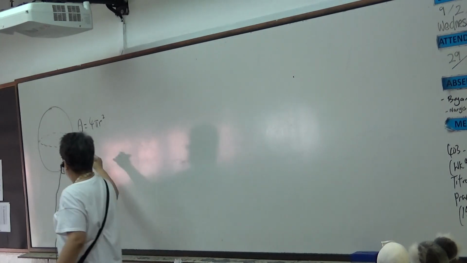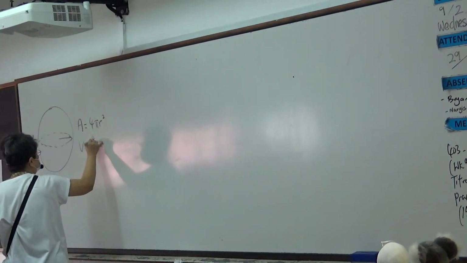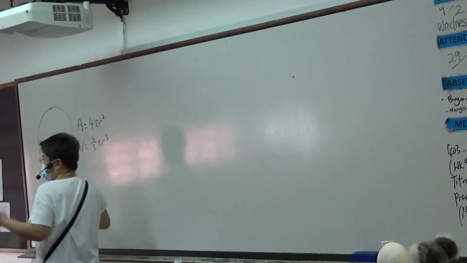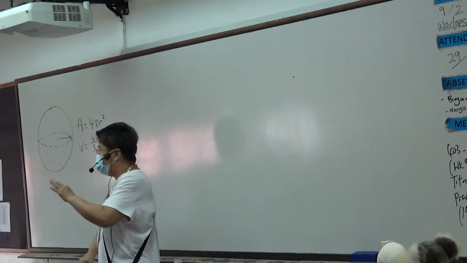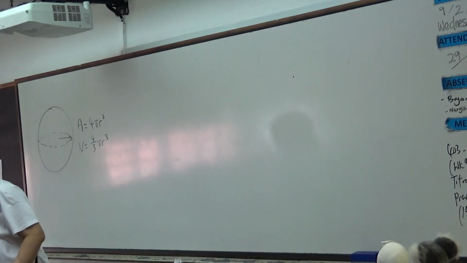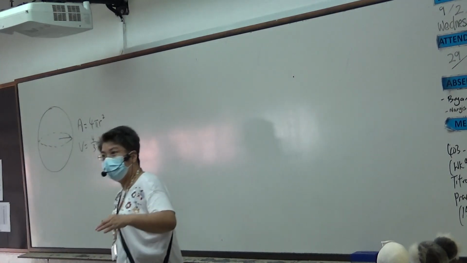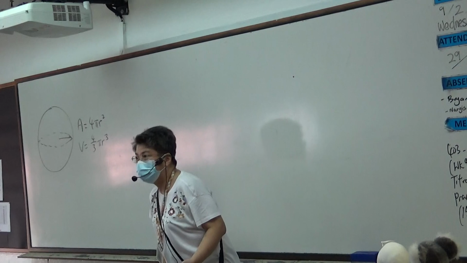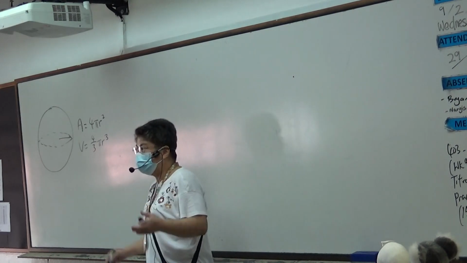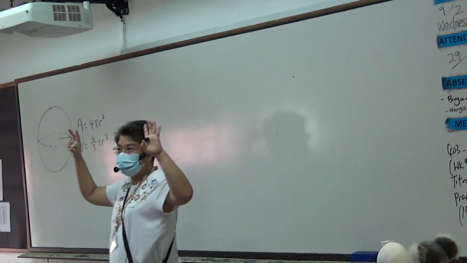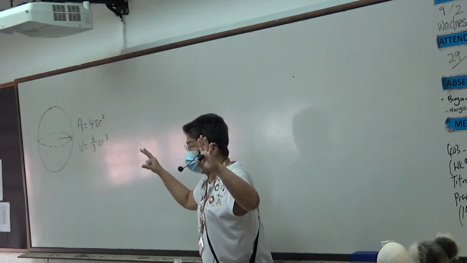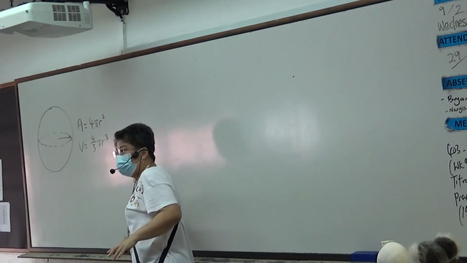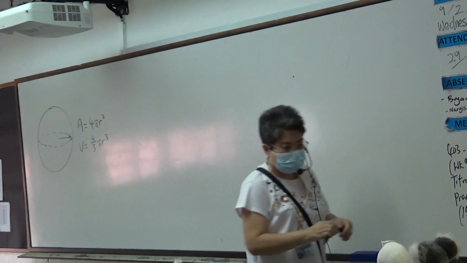And what about the volume of a sphere? 4/3 pi r cubed. This one is not given in the formula list. You have to know. The sphere, the cone, everything you have to know. Everybody clear with what I'm saying? The question is actually quite vague down here, but don't worry, we must make sense of the question. So let's take a look at the question now.